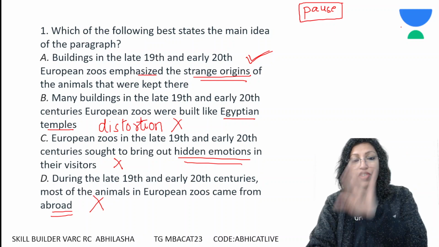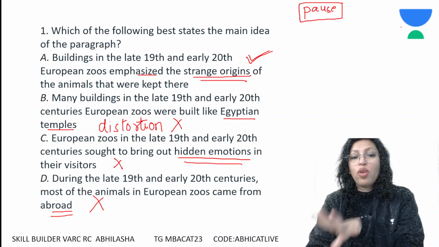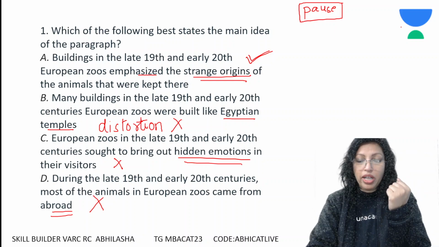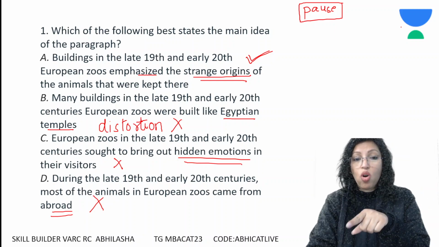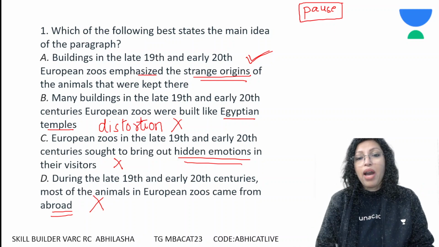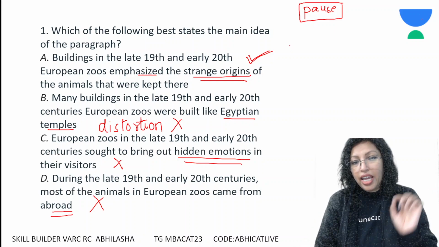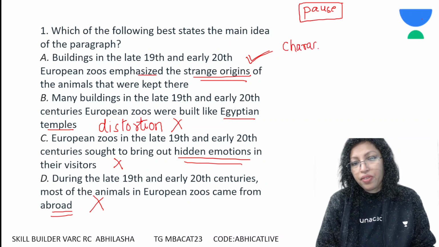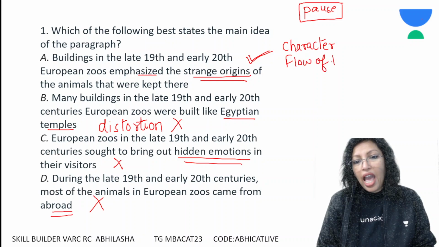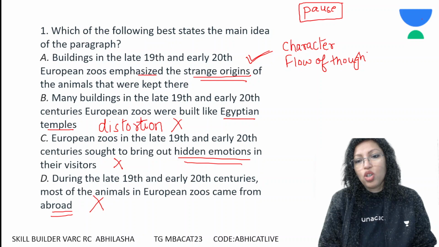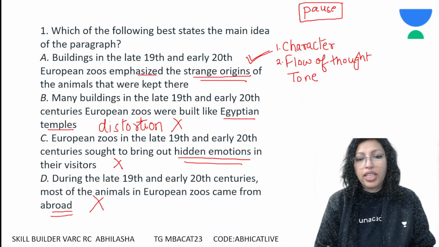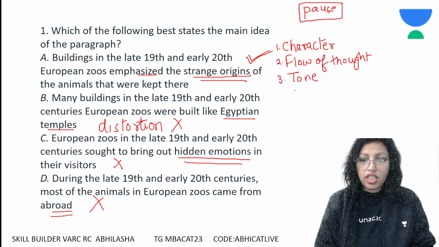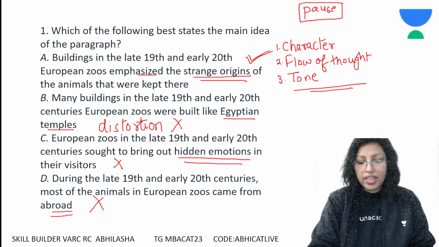Correct? That they emphasize these, the buildings were made to emphasize the animals, wonderfully mentioned here also. So we have covered that, and the fact that it was strange, so the tone is also continued here. So we have managed to keep our three things in line: the characters, the flow of thought, as well as the tone of the passage, right? All three are covered. So pay attention to all three, and then you've got the main idea conquered. Okay, I hope you got that. Let's go to the next idea.